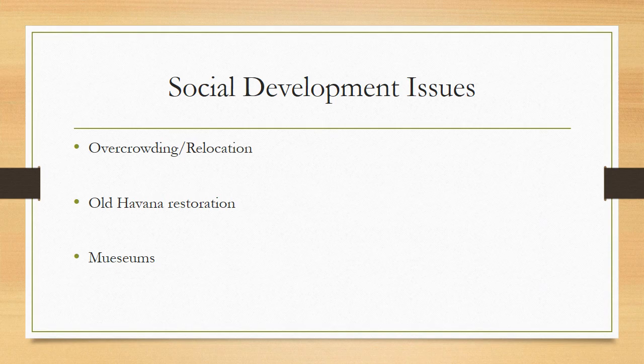And now on to the social development issues of the city. In Havana, there's a big problem with overcrowding, especially in the lower income areas in the middle of the city. And there's sanitation and health issues that arise with that. So what they're doing to fix that problem is they're relocating a lot of the people to the eastern side of the city, which is to the right of the port in the area called the Regla.